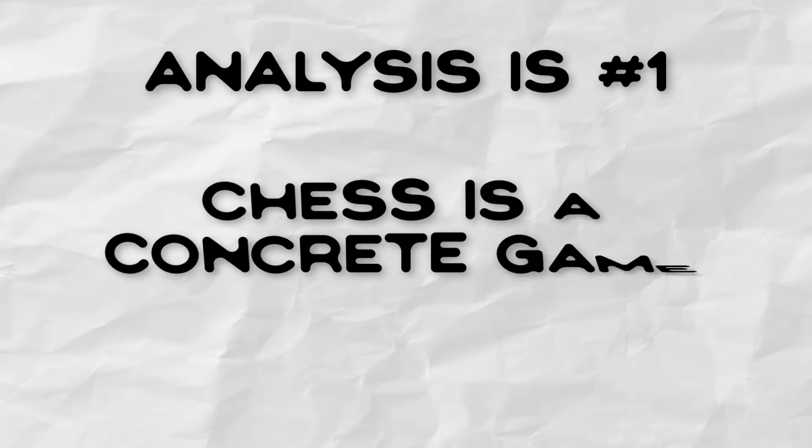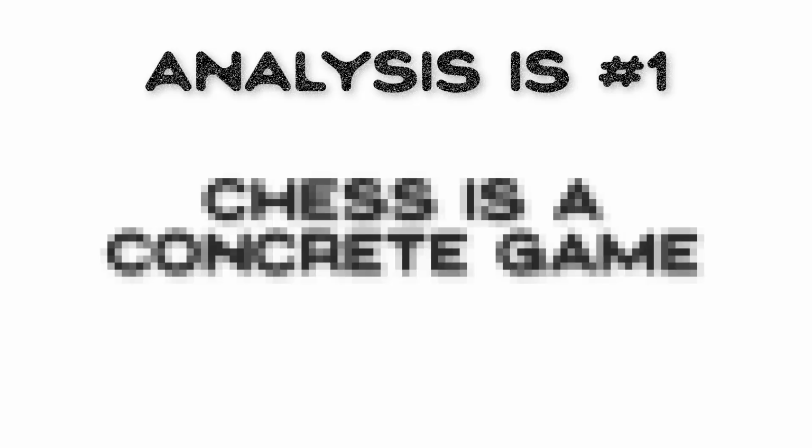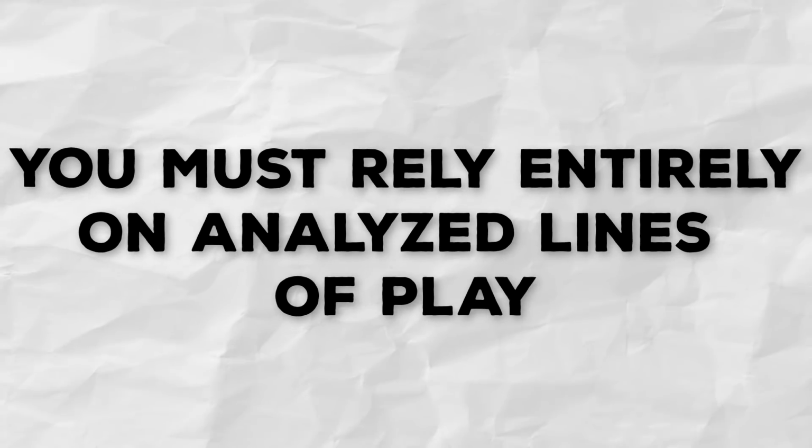Normally blunders happen when a player has an overall idea of the plan, but fails to take into account the specific situation on the chessboard. This is why analysis is so important, because chess is a very concrete game. Now, the complicated nature of chess means you ultimately have to rely entirely on analyzed lines of play.